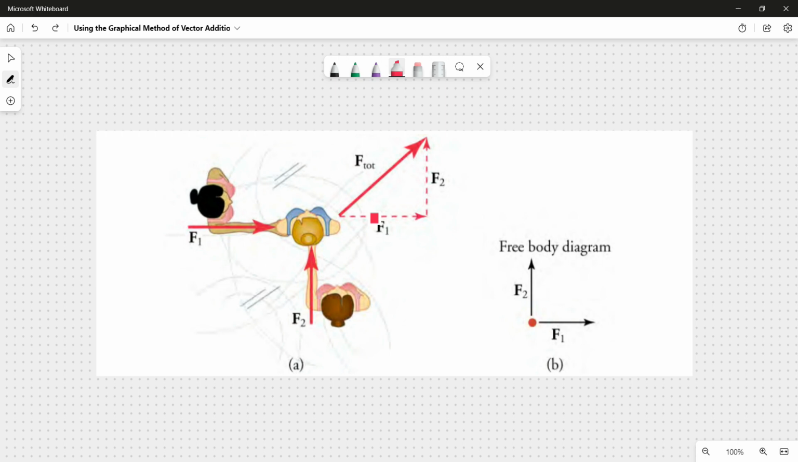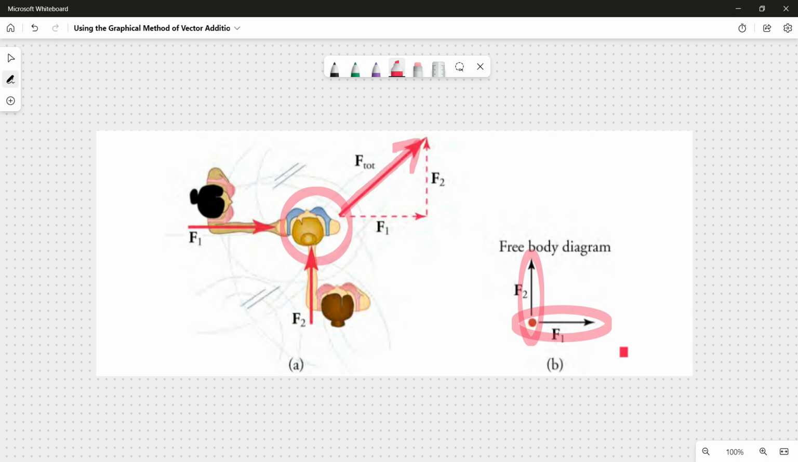Part A shows an overhead view of 2 ice skaters pushing on a third. Forces are vectors and add like vectors, so the total force on the third skater is in the direction shown. In Part B, we see a free body diagram representing the forces acting on the third skater.